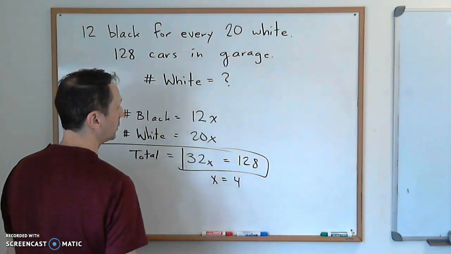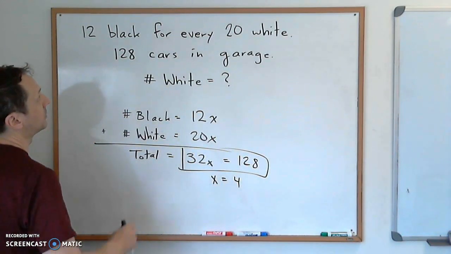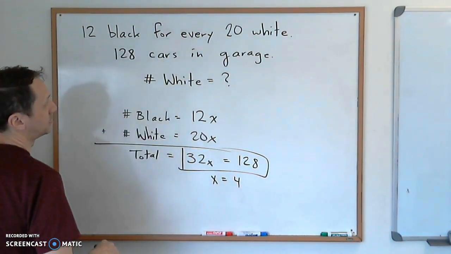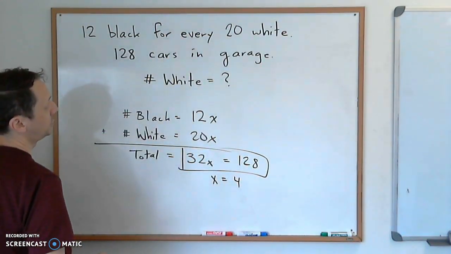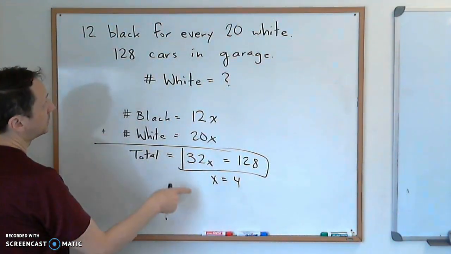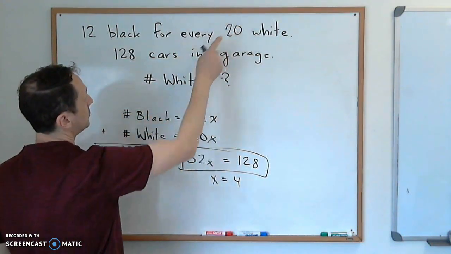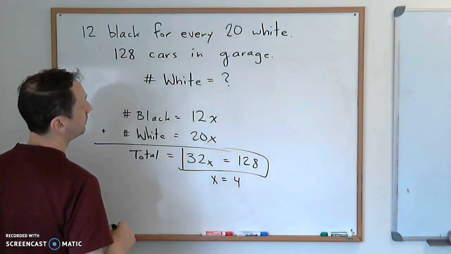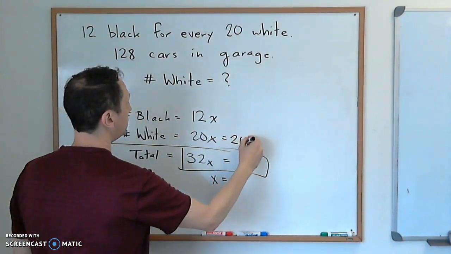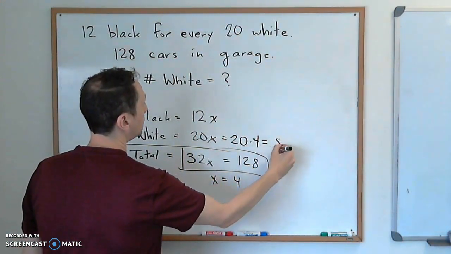X equals 4. That basically means that there are 4 groups of cars. Each group has 12 black, 20 white, 32 total. There are 4 of those groups. Okay. And the question was how many white cars? Well, if you have 4 groups and each group has 20 white cars in it, then the number of white cars must be 80.